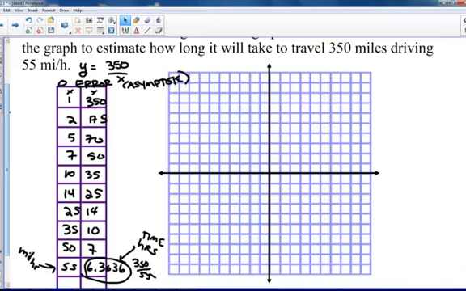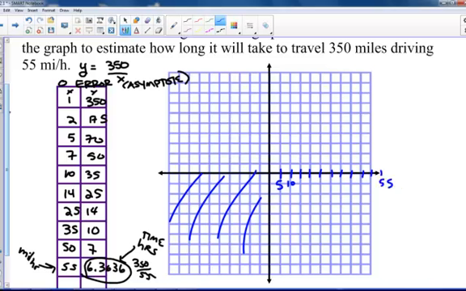So if we were going to graph this, it really wouldn't make sense to have a negative time, so I'm not going to worry about this quadrant info. It wouldn't make sense in the real world. But if we go by 5s, this would be 55 out here. And then on the x-axis, we need to get up to 350. So how about we go by 50s?